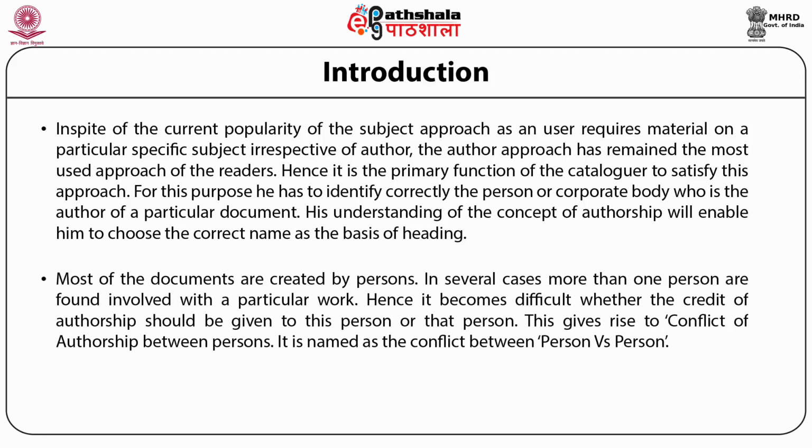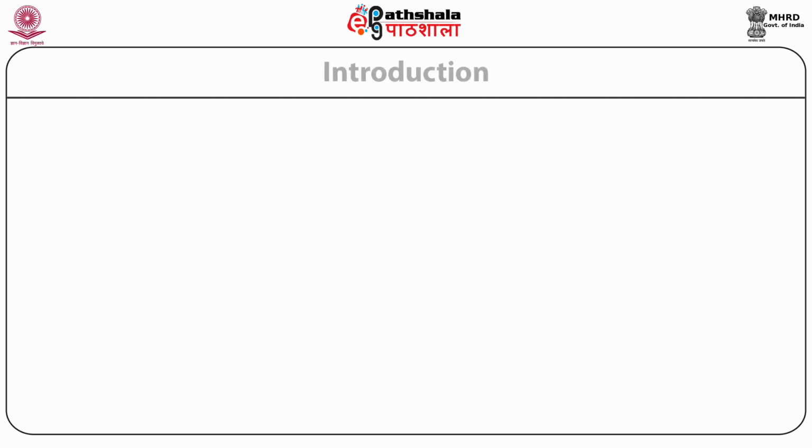Most of the documents are created by persons. In several cases, more than one person is found involved with a particular work. Hence, it becomes difficult to decide whether the credit of authorship should be given to this person or that person. This gives rise to conflict of authorship between persons. It is named as conflict between person versus person.